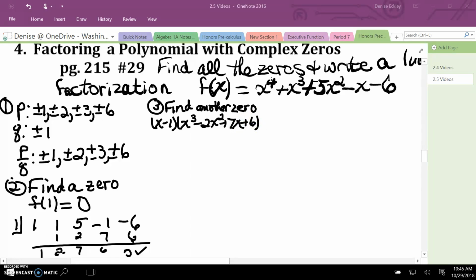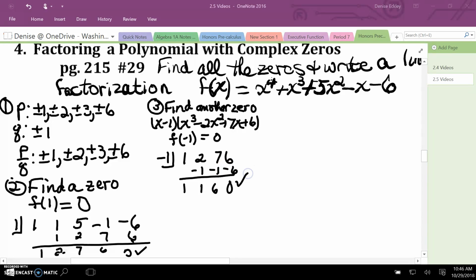And I'm going to use my possible rational zeros. I'm going to substitute them in that cubic polynomial. And what I found was that I get f of negative 1 equals 0. So now I'm going to do synthetic division with negative 1. So I get 1, 2, 7, and 6. And again, if you do this right, you'll get 0 for the last entry. And you can see that it is working out that way because I'll get my negative 6 and I get my 0. So now I have both of the factors I found, x minus 1 and x plus 1.